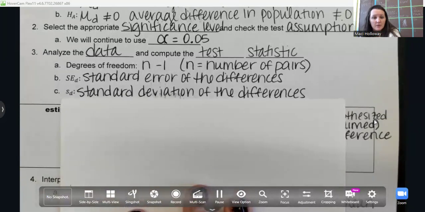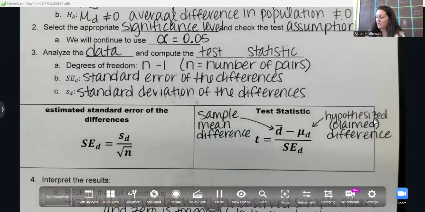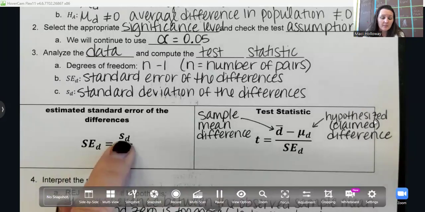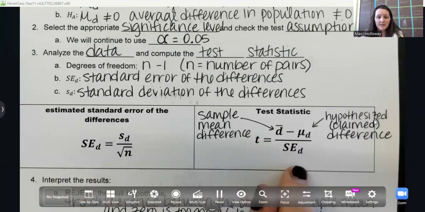All right, here's our standard deviation of the differences, that S with a subscript of D, and a couple of equations that we need to know. Standard error, we know this formula. Standard error is this standard deviation divided by the square root of n, the sample size. And we know this test statistic formula, except this is new.